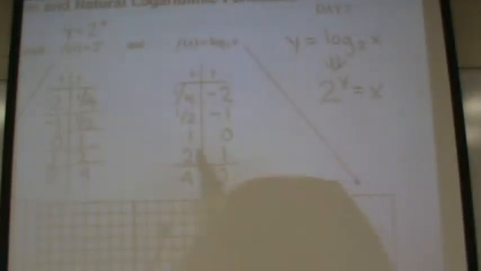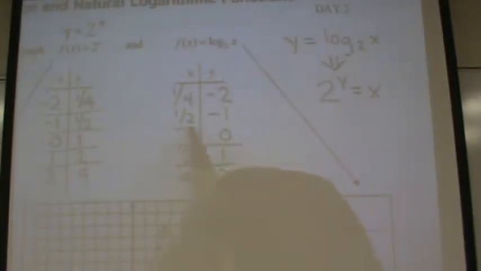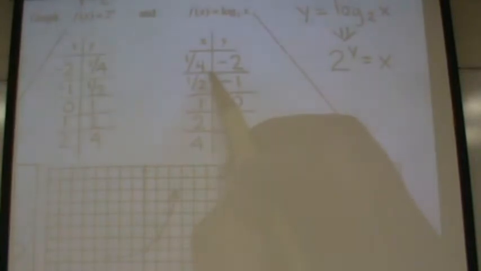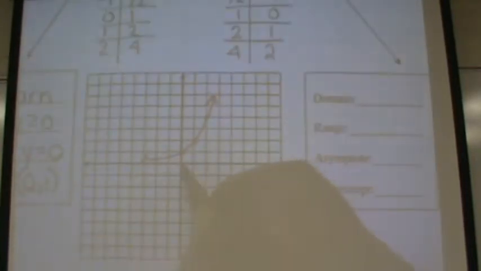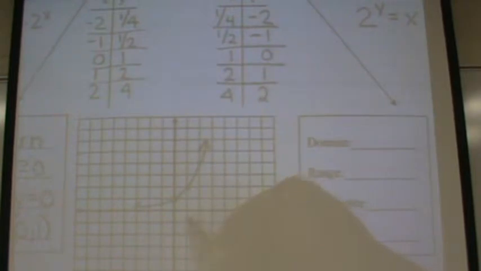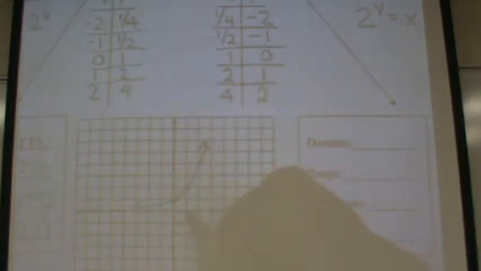Well, let's graph this. Graphing these points: over 1/4, down 2. Over 1/2, down 1. Over 1, 0.